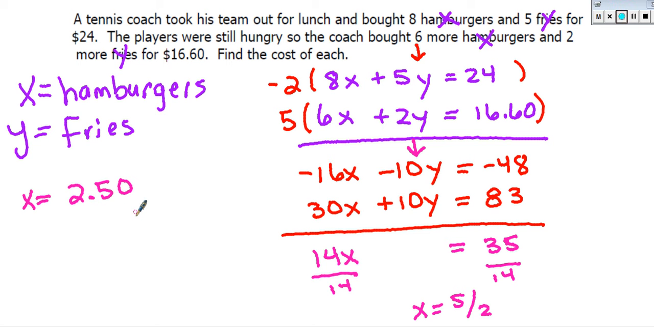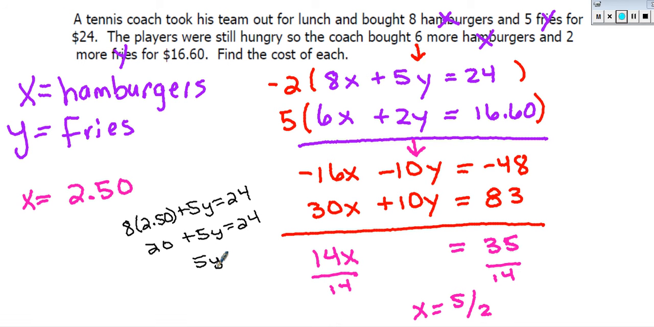So how do we find the y value? Well, what we can do is take one of these equations, and let's take the first one, 8x. So 8 times x, which is 2.50, plus 5y equals 24. And so 8 times 2.50 gives us a value of 20. So 20 plus 5y equals 24. Let's subtract 20 from both sides. 5y equals 4. And then we'll divide. And that gives us a value of 4 over 5, which is 0.80. So that means hamburgers are $2.50 and fries were $0.80.